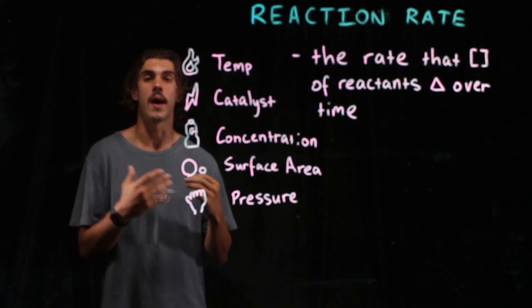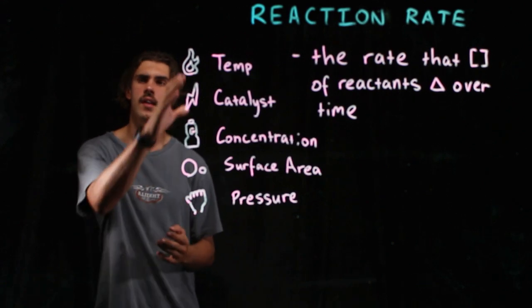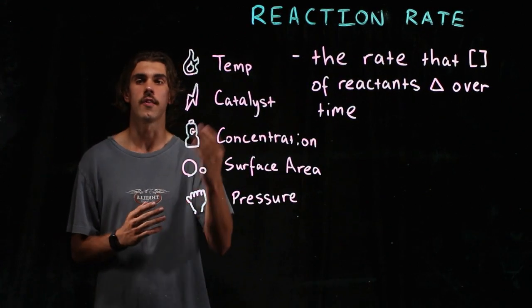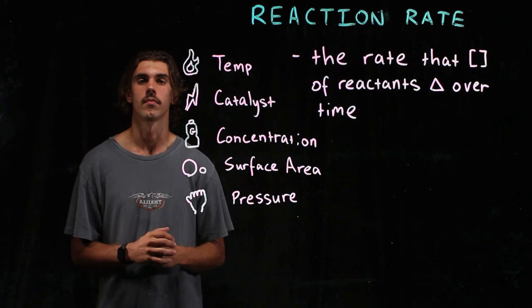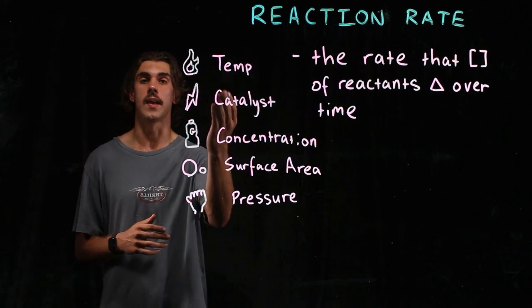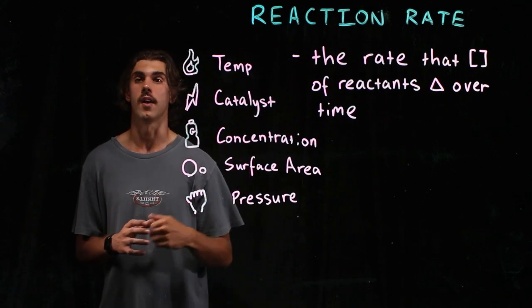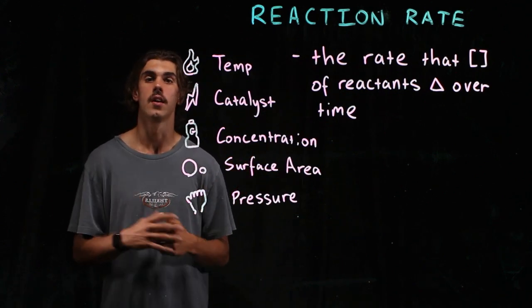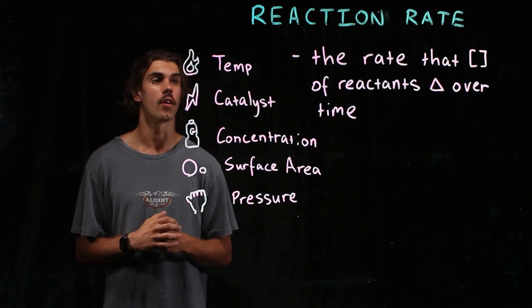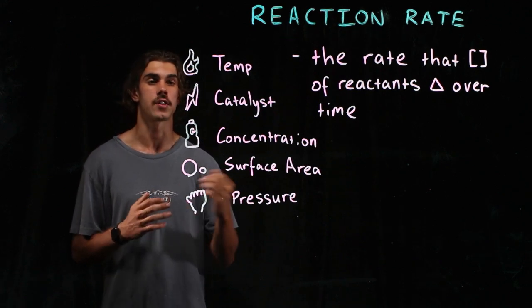So I want you to go away with this now and think of where you've seen some of these before. There are plenty of examples of temperature affecting reactions, as well as concentration and surface area. So have a think about it and try and come up with some of your own that would have affected the rate of reactions in the real world.